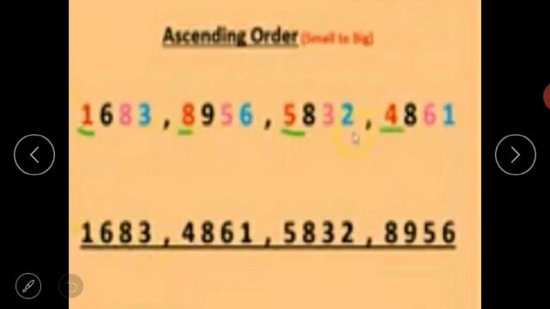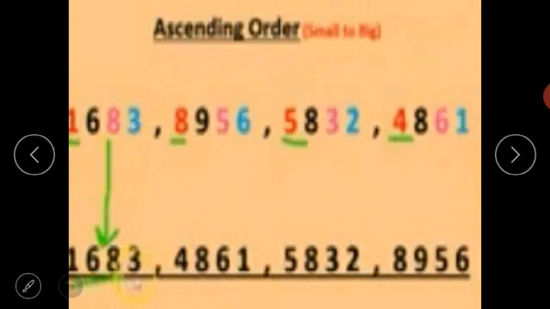First, which one is smallest? Ascending order means small to big. Which number is smallest? 1683. Which digit is smallest? 1. So 1 is the smallest number. So first you write this number, 1683. Next, compare the remaining three numbers.